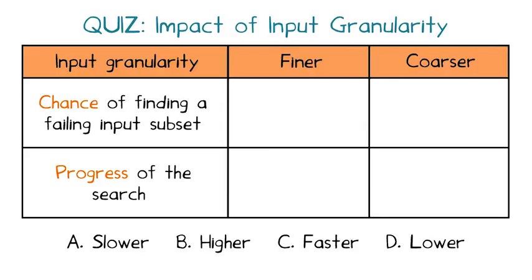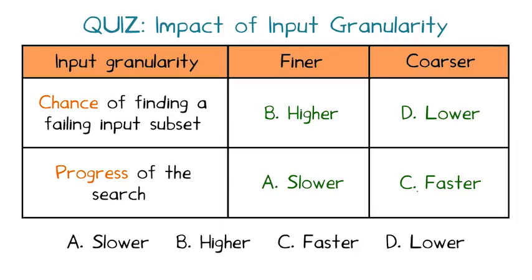Take a moment to consider what might happen if we allow the granularity of the input changes we use to be finer or coarser. Finer granularity means our input is divided into more smaller blocks. Coarser granularity means that our input is divided into fewer larger blocks. What would happen to the chance of finding a failing subset of the input? And how much progress would we make if we found a failing subset of the input? Fill in each box with the appropriate letter. A for slower progress, B for higher chance of finding a failing subset, C for faster progress, and D for lower chance of finding a failing subset.